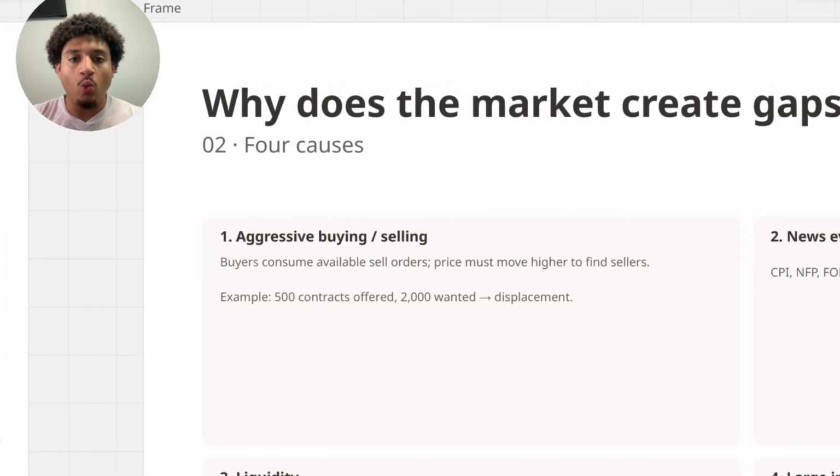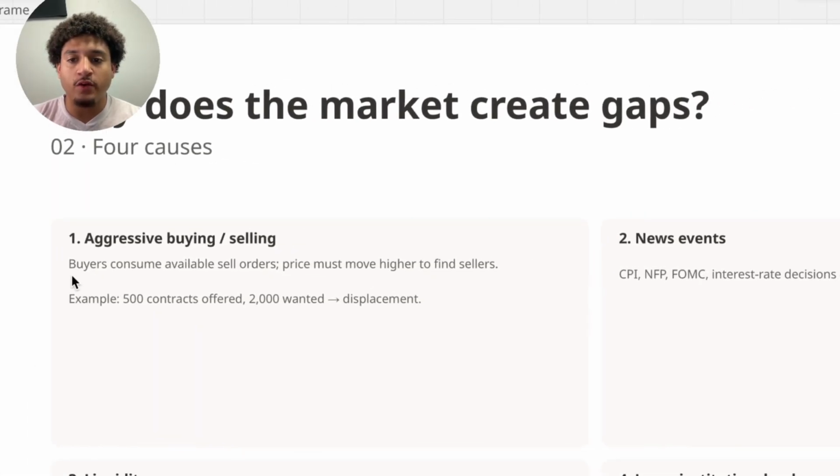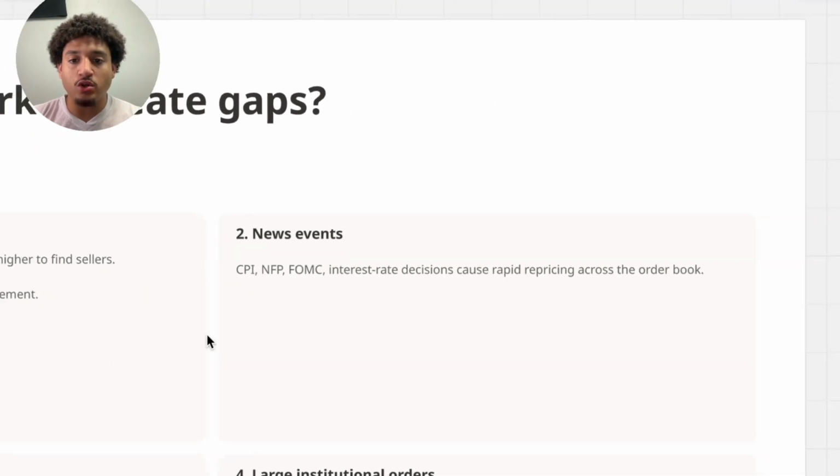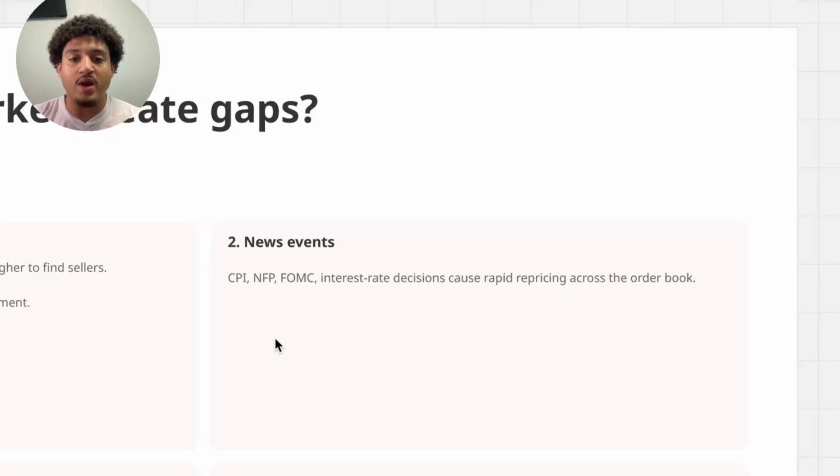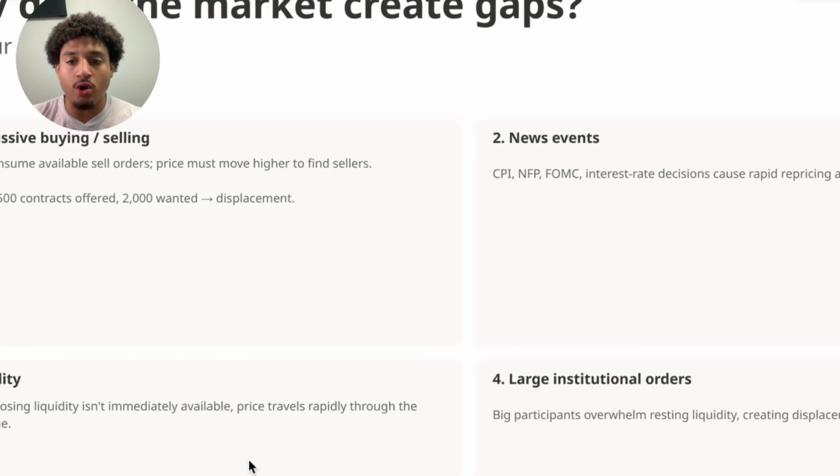Now, why does the market create gaps? First, it's either aggressive buying or selling. Buyers consume available sell orders, which means price must move higher to find sellers, or vice versa. Sellers consume available buy orders, which means price must move lower to find buyers. Two is news events like CPI, NFP, FOMC, and interest rate decisions, which cause rapid repricing across the order book.